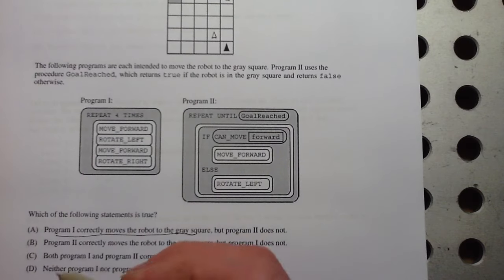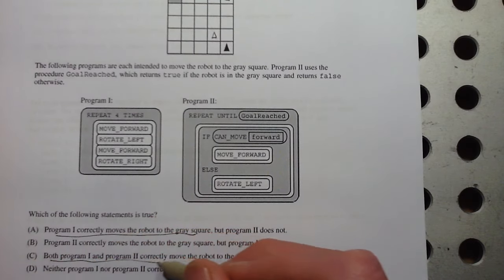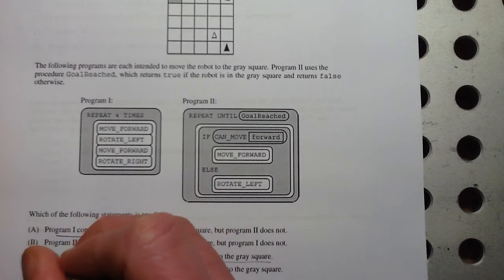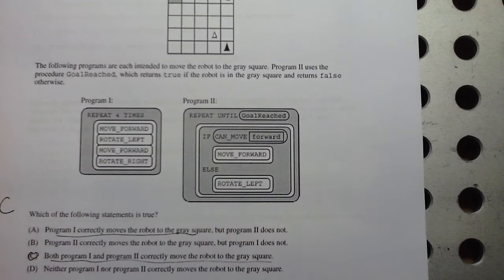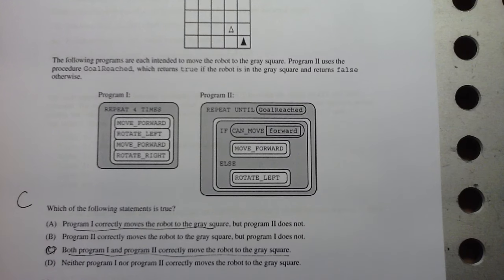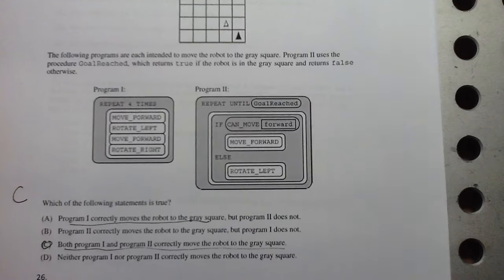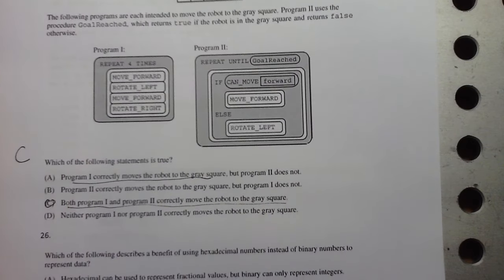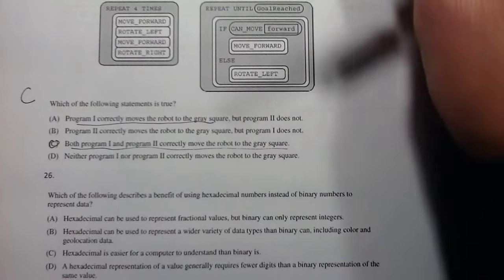So it looks like both programs are going to get us to the gray square. So the correct answer would be C. 2 ways to get there. Both work. Alright, number 26.